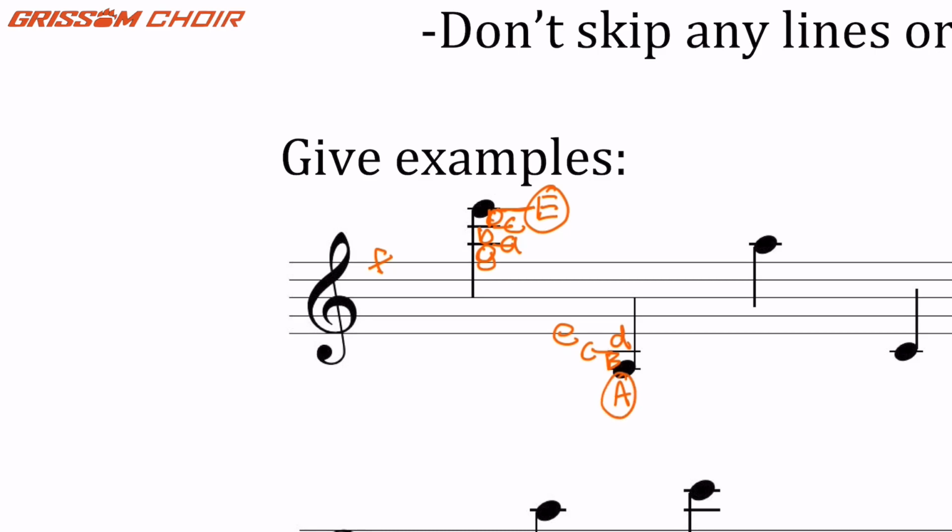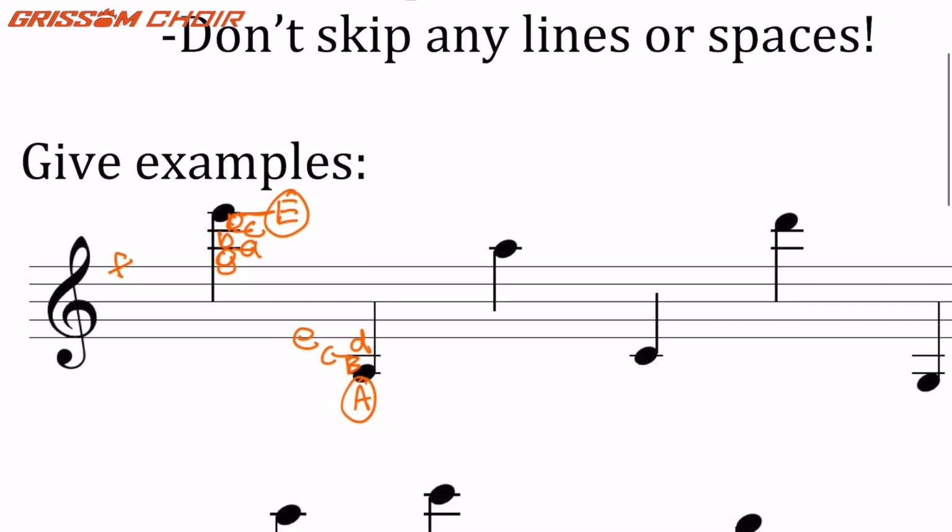I'm going to do these next two with you. Top line again is F, so that means that this is G, and this note right here is A. Bottom line is E, which means that this note is D, and this note right here is C.